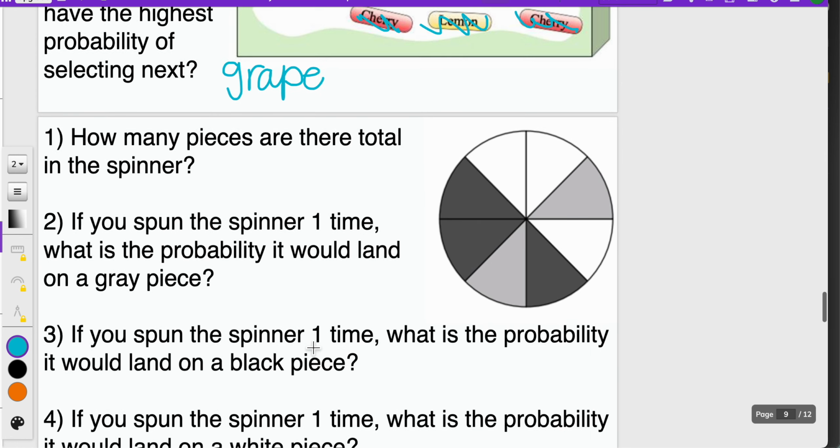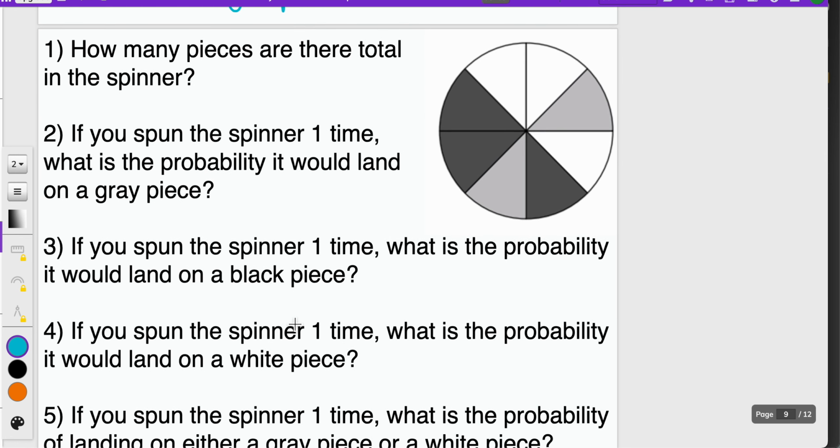Okay. Next up, we're looking at a spinner. We've got white, gray, and black. So let's figure out the probabilities of those. The first question, how many pieces are there total on the spinner? We're just going to count those. There are a total of 8 pieces or 8 sections. If you spin the spinner one time, what is the probability it would land on gray? That is a 2 piece out of 8 or 1/4.